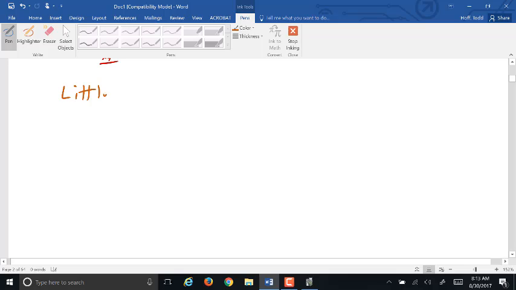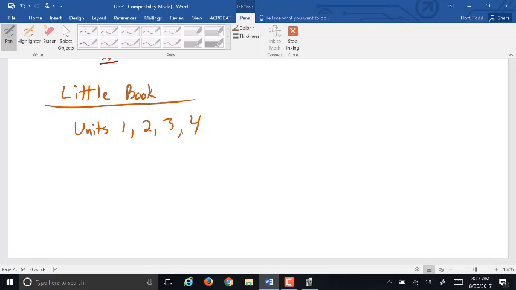Today we're going to work out of the little book. And it's divided up into units. Units 1, 2, 3, and 4. That's just addition, subtraction, multiplication, and division. A lot of word problems. Yeah, I know, you're going to get used to them. Unfortunately, life is a word problem.